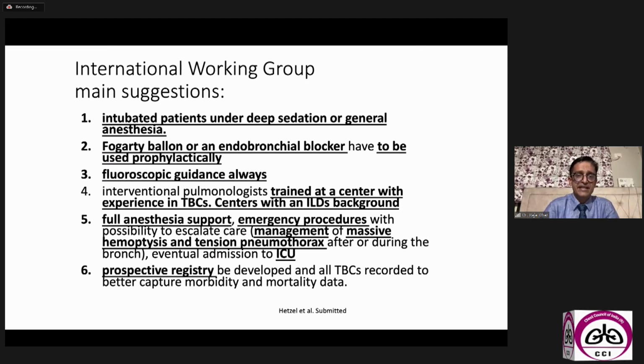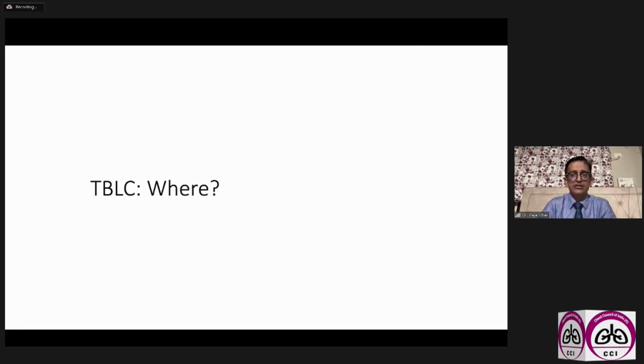It should be trained centers with an experience of doing transbronchial cryobiopsies, centers which have a large population of patients with ILD, full anesthetic support, where emergency procedures can be managed, such as hemoptysis and tension pneumothoraces, an ICU which is equipped accordingly, and data should be preserved for a prospective registry. So that's this international work group. And I think it encapsulates what you need to do in these patients.